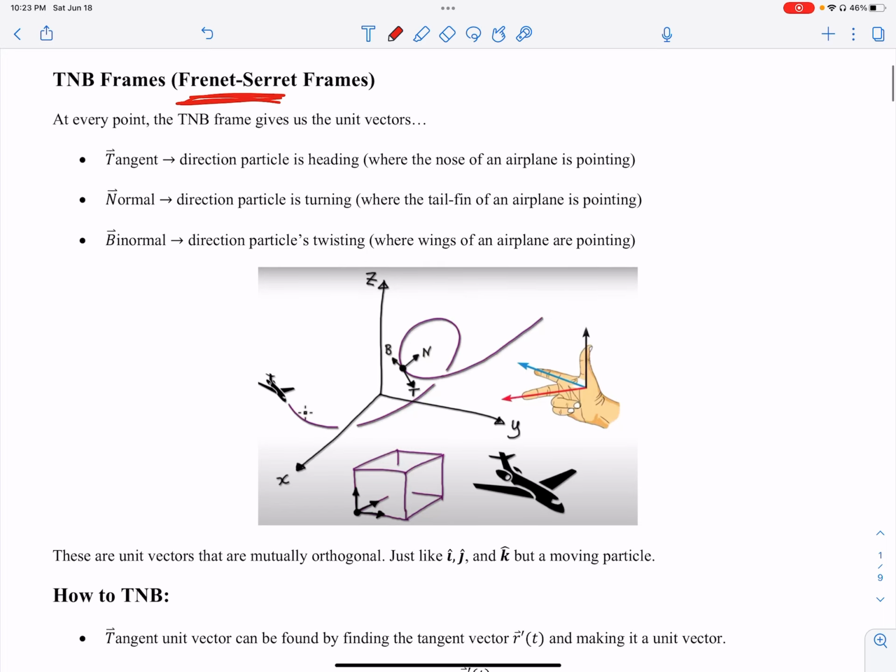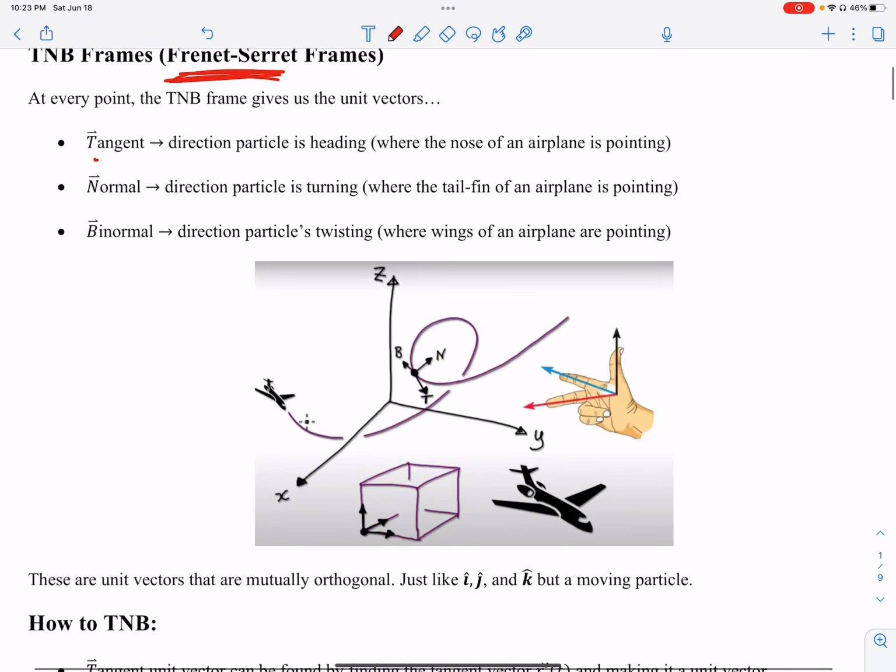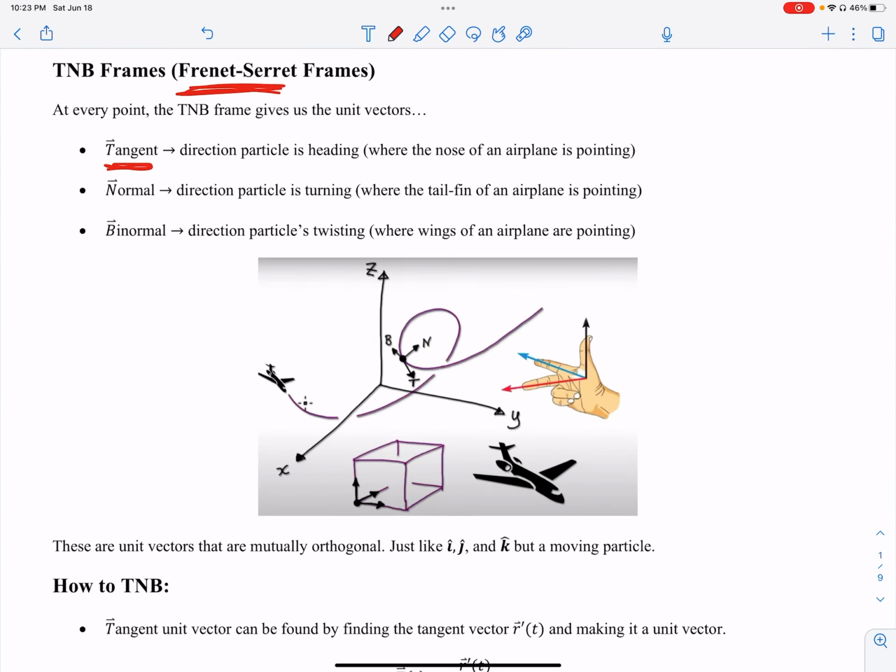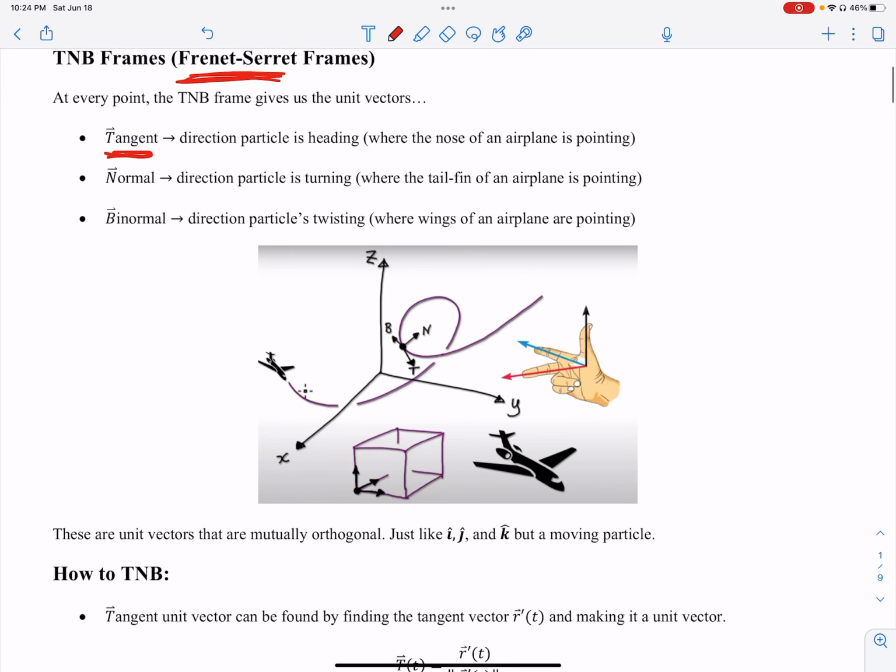The first thing we're going to deal with is where the plane is heading. This is based on our tangent vector. This makes sense. If we had a point here, the tangent tells us the direction of our particle. Nothing new there. The way to think about it for this type of problem is that the tangent vector is the nose of the airplane. It's pointing in the direction that the plane is flying.